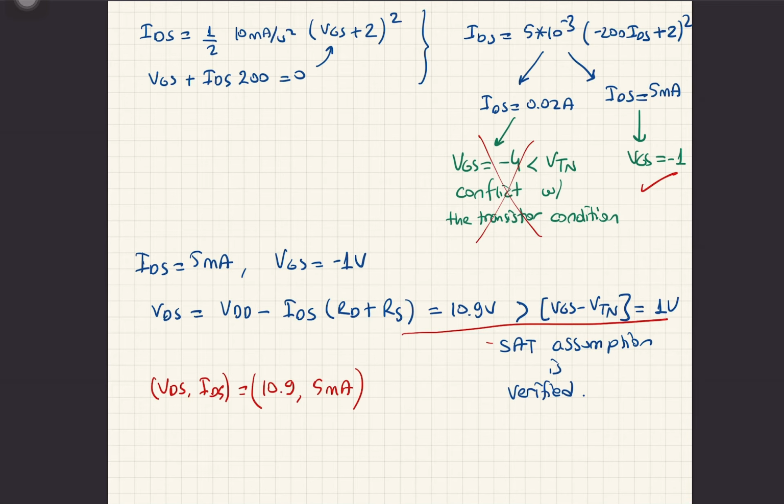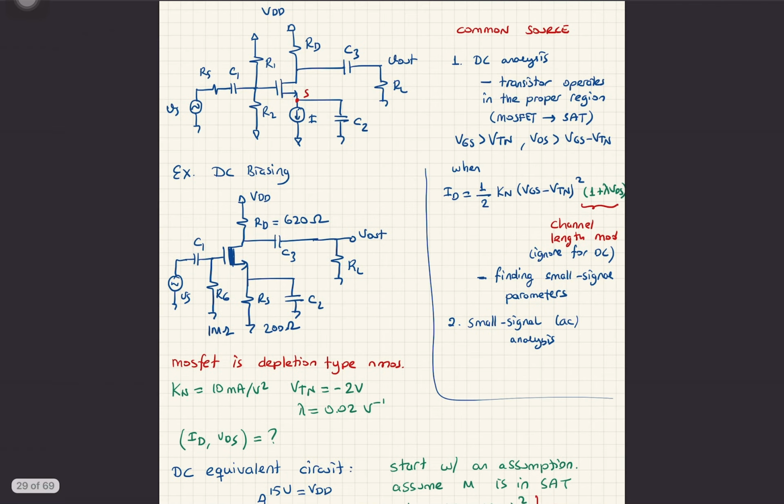If, for example, at the end of the solution, this condition is not satisfied, then my SAT assumption is wrong. I have to go back. I have to assume that the transistor is in the linear region, use the linear current expression, and solve it accordingly. Then most probably the solution will show that the linear assumption was correct. So each time you start with an assumption, and at the end you have to prove that your assumption is correct. So now we know how to deal with this DC analysis or DC biasing.